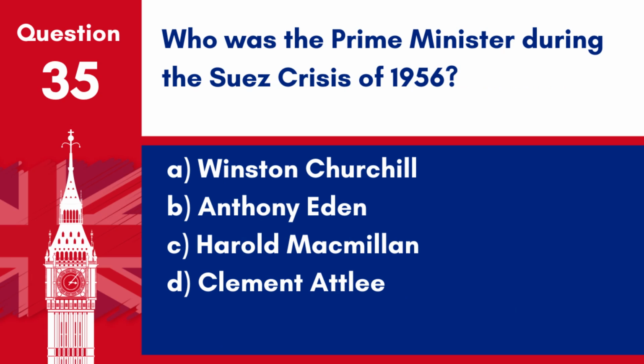Question 35. Who was the Prime Minister during the Suez Crisis of 1956? A. Winston Churchill. B. Anthony Eden. C. Harold Macmillan. D. Clement Attlee. Answer. B. Anthony Eden. Anthony Eden was the British Prime Minister during the Suez Crisis, a pivotal event that marked the decline of Britain's status as a world power.